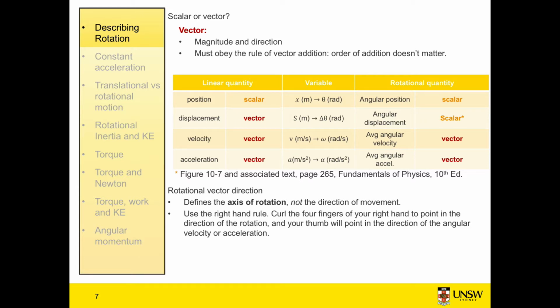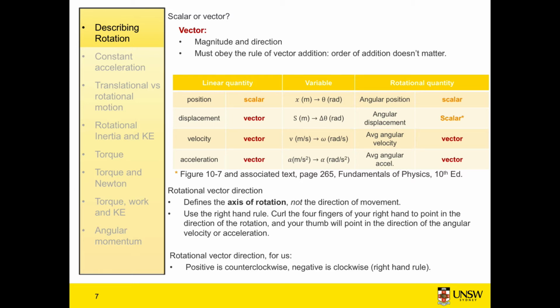We curl the four fingers of our right hand to point in the direction of rotation, so clockwise or anti-clockwise, and the thumb will point in the direction of the angular velocity or acceleration. So for example, if we have a flat disk rotating anti-clockwise, then the direction of the angular velocity should be upwards.